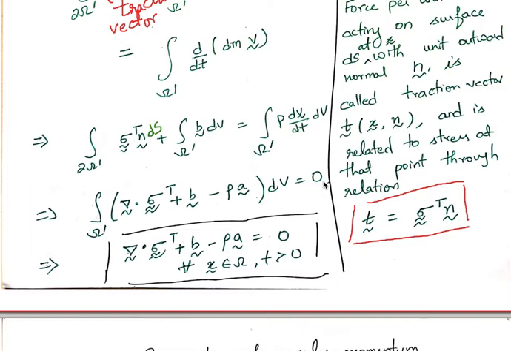Now because this statement has to be valid for any subdomain omega prime, the integrand must be 0 at all points at all time. Okay, so we are assuming the process starts at t equals 0. That's why all time means for any time t greater than 0. So what is the statement of linear momentum balance? It is simply divergence of sigma transpose plus body force per unit volume minus rho times acceleration is equal to 0. Now this is the statement of conservation of linear momentum.